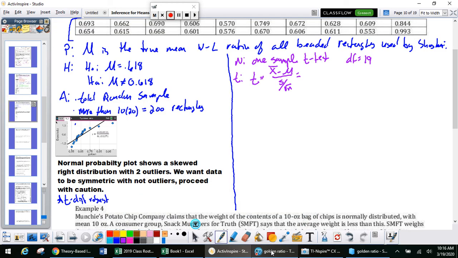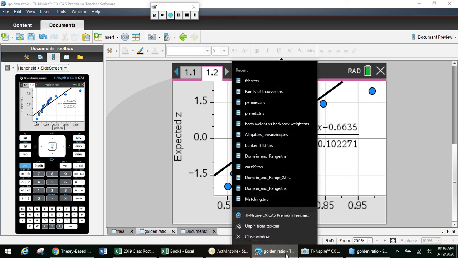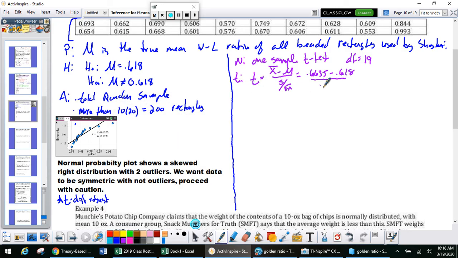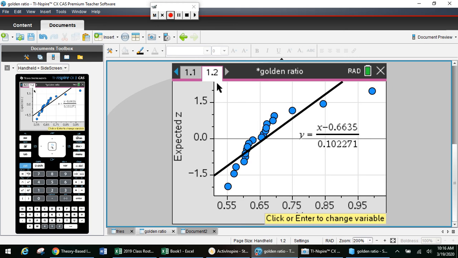So it's 0.66 minus 0.618 divided by s, and again all this is right here, and I'm going to show us how to grab this again in a second. 0.102 divided by the square root of 20. Alright, so from here, I'm going to make my life way easier, and I'm just going to go calculate our test statistic and p-value.